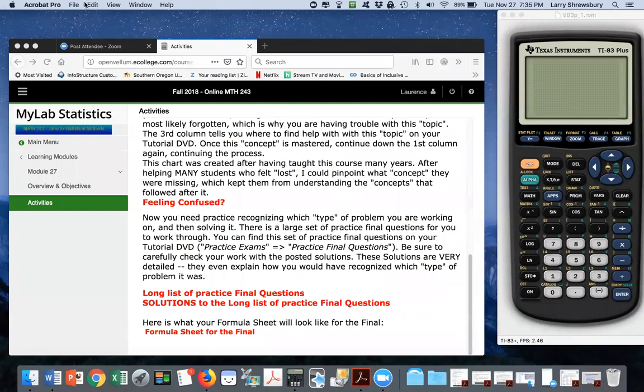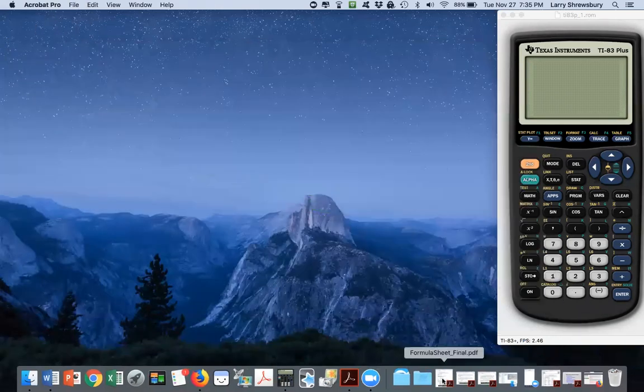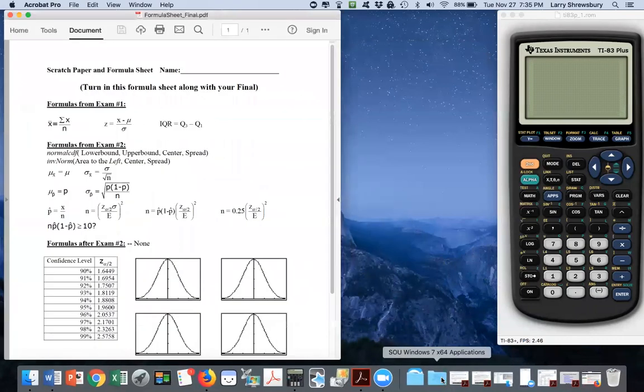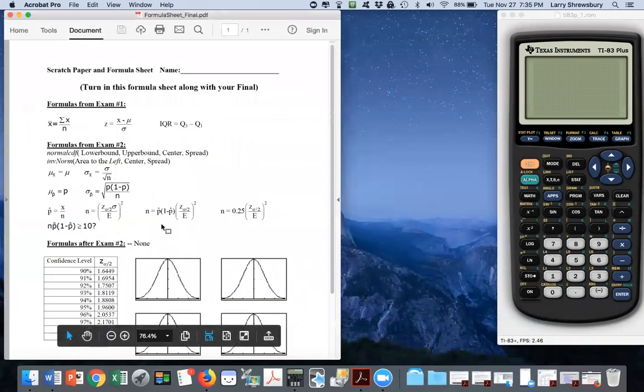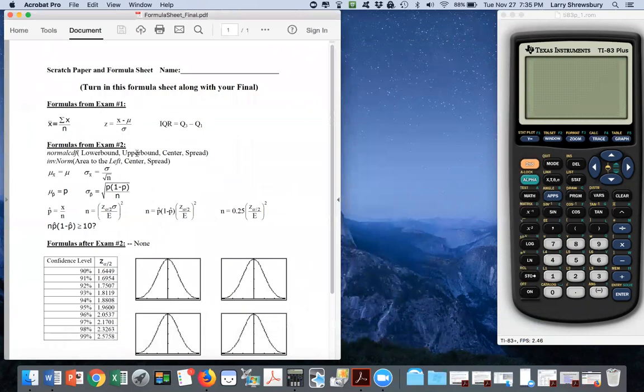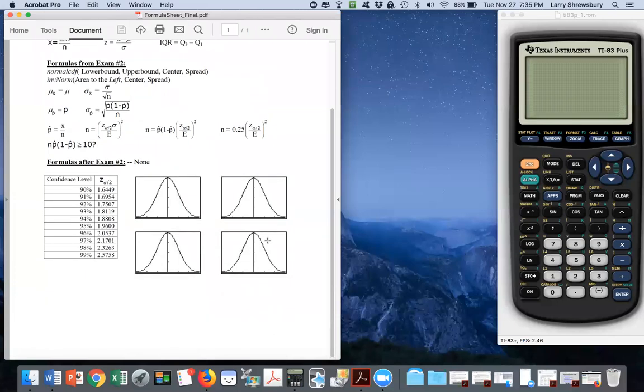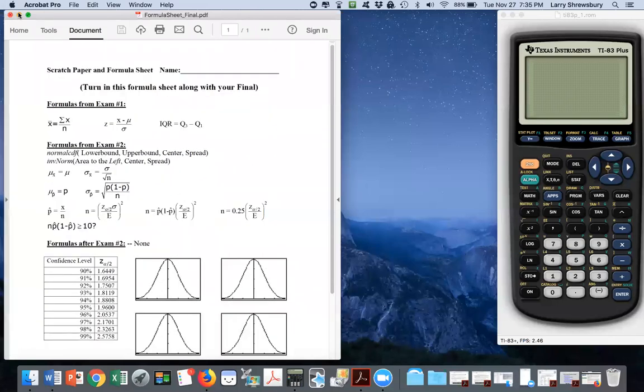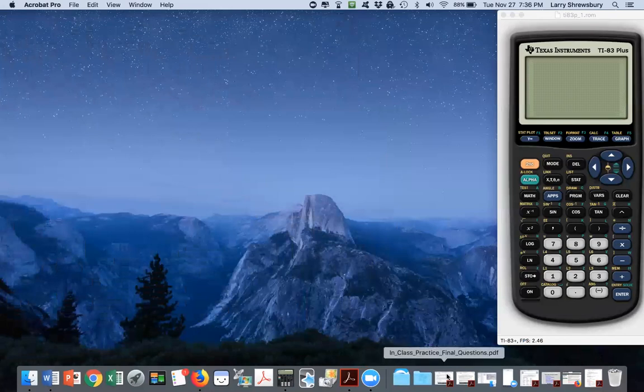Okay, let's go ahead. We want to take a look at, oh, and of course you can see what your formula sheet looks like. This will be provided for you. All it is is the formulas you had on the first exam and what you had on the second exam. There's no more formulas after exam 2. We were just using our calculator to do the hypothesis test and follow it up with a confidence interval. And that's essentially it. Set that off to one side.